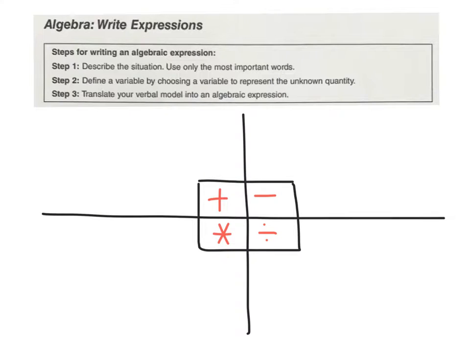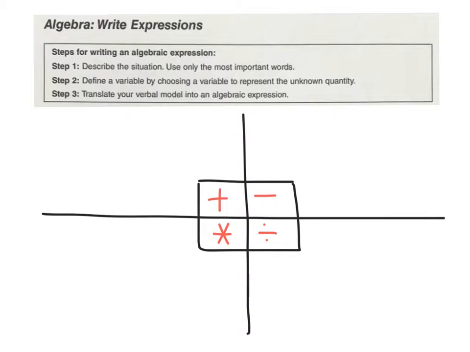So if we take a look at this screen, it says algebra write expressions. There are 3 steps for writing an algebraic expression. Step 1 is describing the situation. Step 2 is using only the most important words. So you want to pull out important words. And I kind of have a little T-chart diagram on the screen because I think it's really important for you to know some of the words that you might be seeing as you move through this lesson.